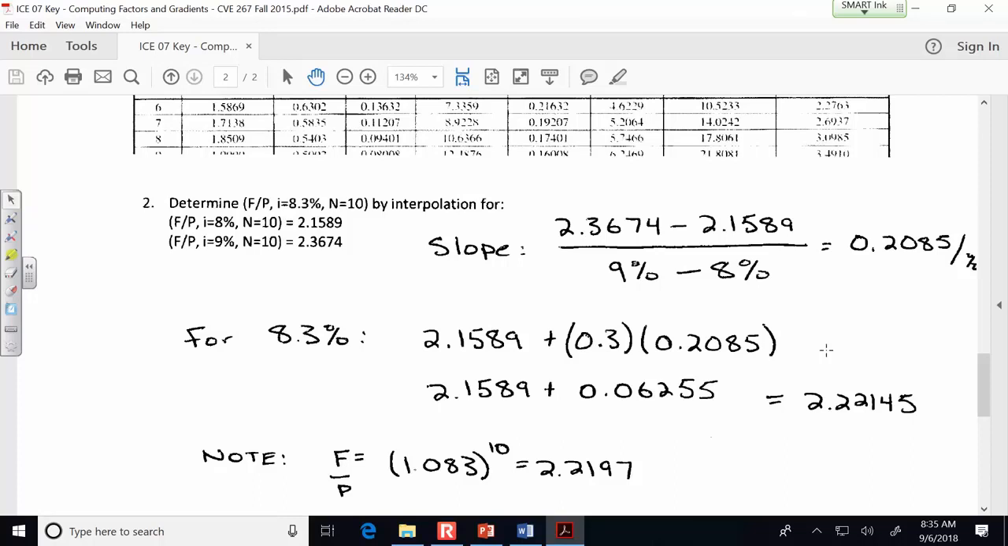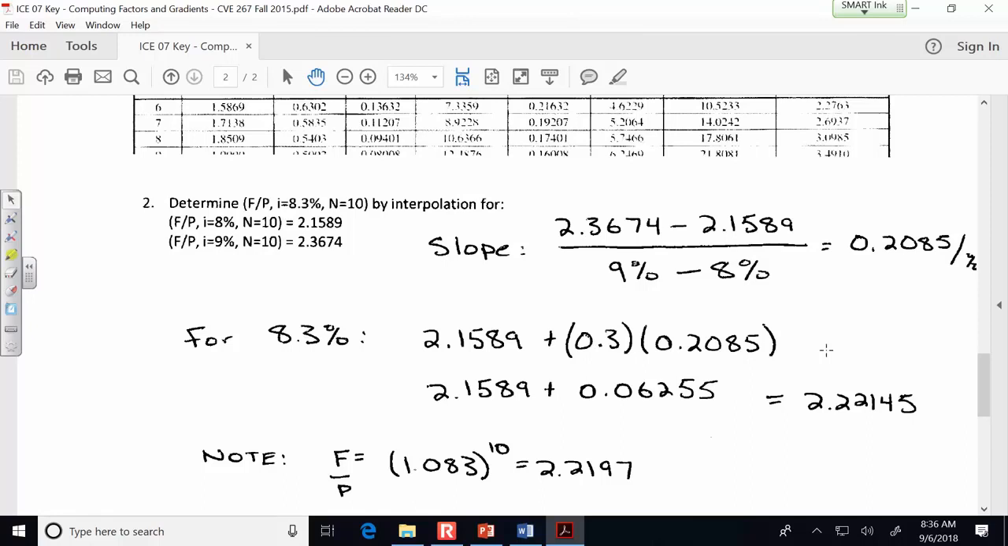What you should get when you do the linear interpolation is that the interpolated factor for 8.3% is 2.22145. If you look at the values that are given, it's closer to 8 than to 9, right? The 8% factor is 2.15, the 9% factor is 2.36. So 8.3% is going to be somewhere between the two, but closer to the 8% factor than the 9% factor.